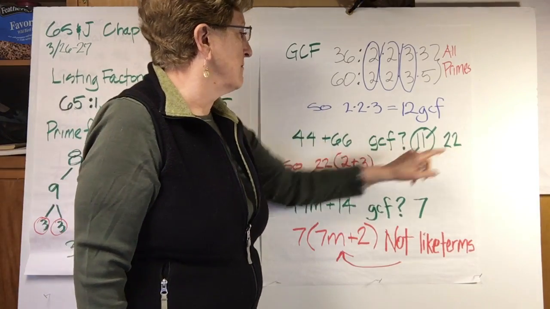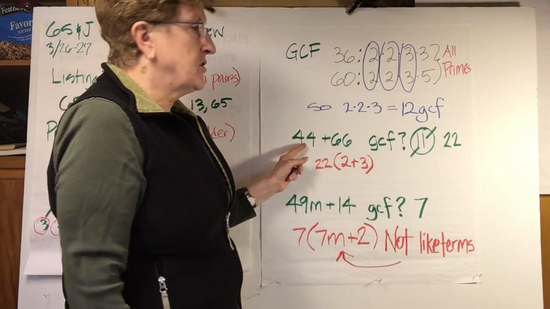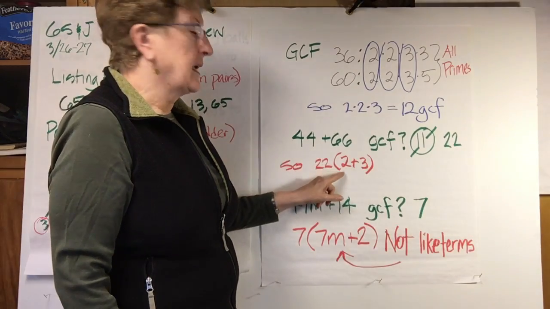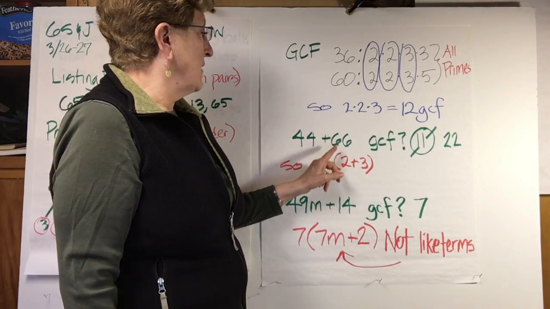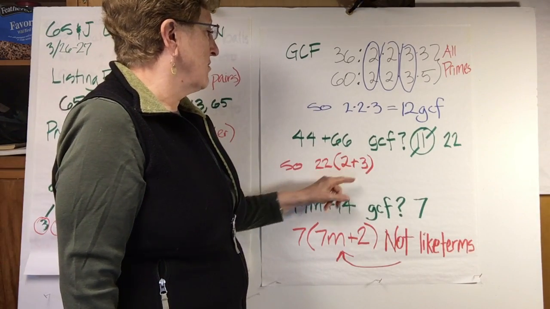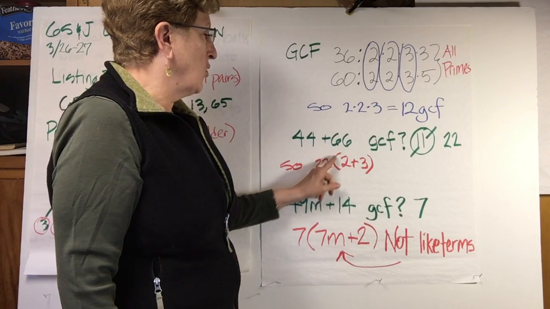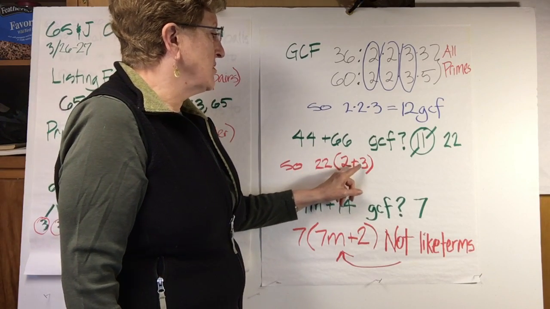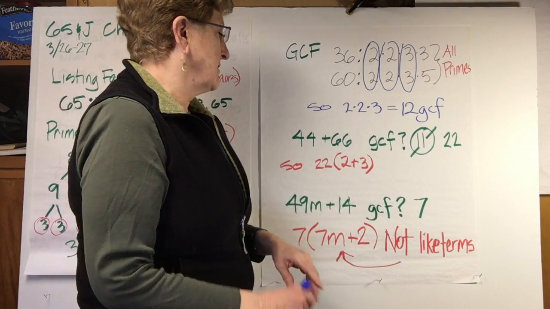That would be 22. So I'm going to divide 22 out of 44, and I get 2. I'm going to divide 22 out of 66, and I get 3. So it's 22, open parentheses, 2 plus 3, close parentheses.